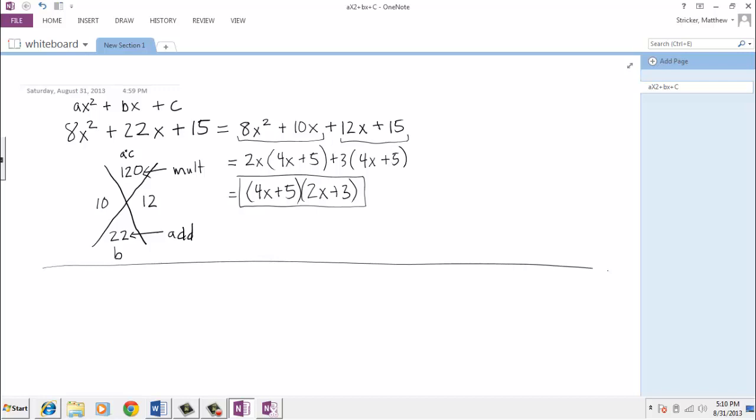Another method that is sometimes used is a method I teach in my classes, and it's really doing the same thing. It's just a different way of going about it. Our first column is just going to be a. Our second column is going to be c.